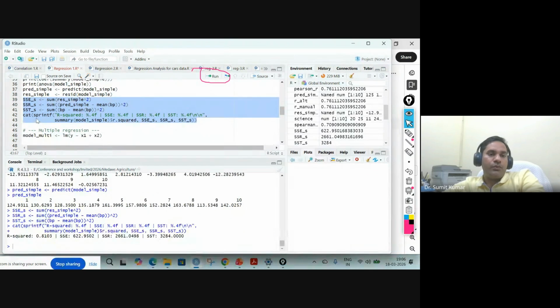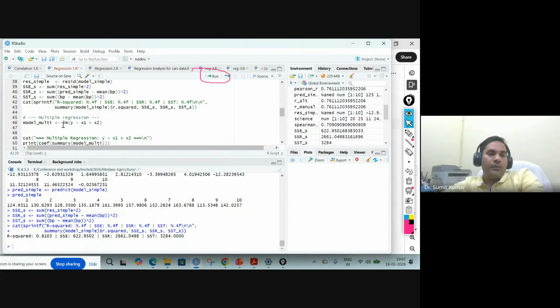Okay, cat is used to print all the values separated by spaces. For the multiple linear regression model, you can see here, this is the name we have defined where I want to save this model. Using the same command, lm, y is the dependent variable, x1 and x2 are the independent variables. So by using the plus sign, you can add more independent variables here.